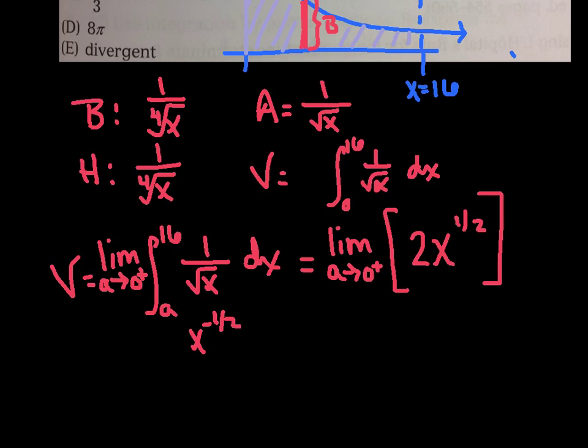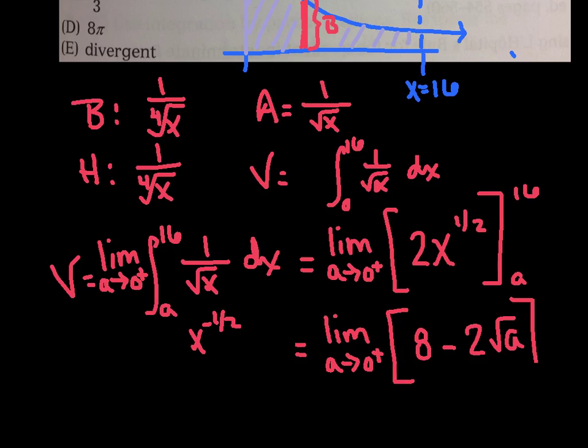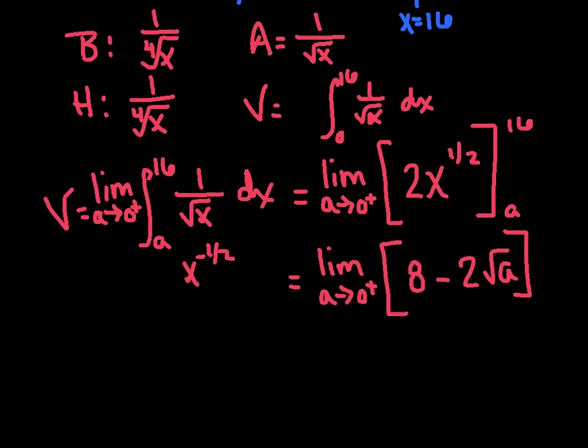I think getting that 2 in there is maybe one of the bigger obstacles we've got. Don't forget about the 2. And we're going to continue to rewrite this in terms of a limit until I get to the evaluation phase. If I plug in a 16, I get an 8 minus 2 times radical a. Now we're ready for the evaluation phase.